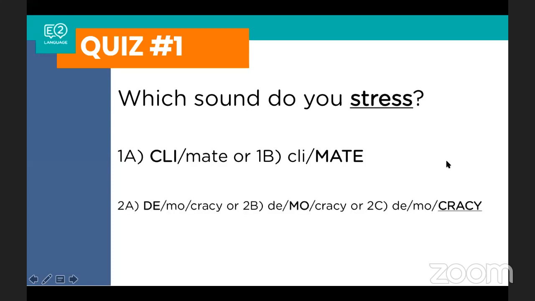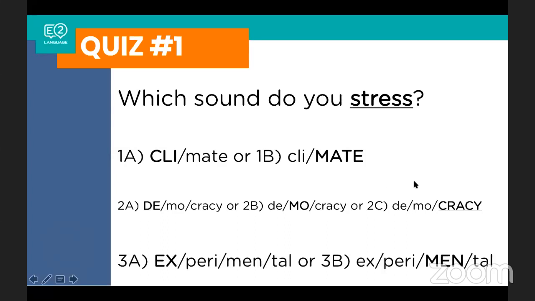Number two, do I say democracy, democracy, or democracy? Where is the correct word stress here? Is it A, B, or C? Where should I put emphasis? Which is correct? And number three, is it experimental or experimental? Which is correct, A or B?